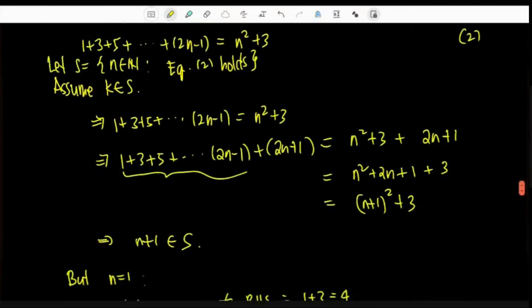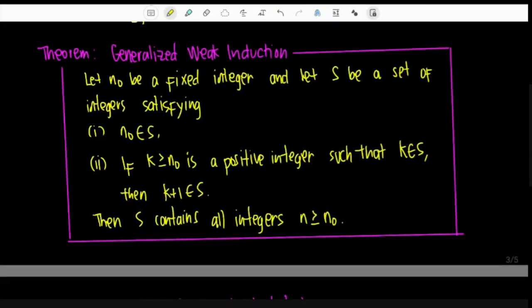So we can generalize the weak induction as follows. In general, weak induction can start at any integer n sub 0. So let n sub 0 be a fixed integer and let S be a set of integers satisfying the following. n sub 0 is in S, and if an integer k greater than or equal to n sub 0 is in S, then k plus 1 is also in S.